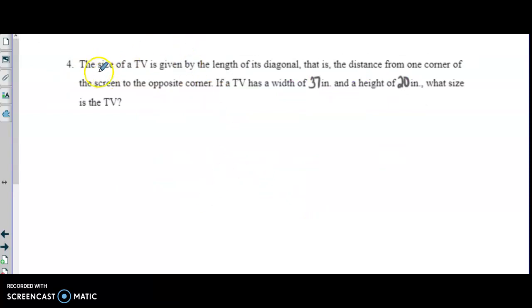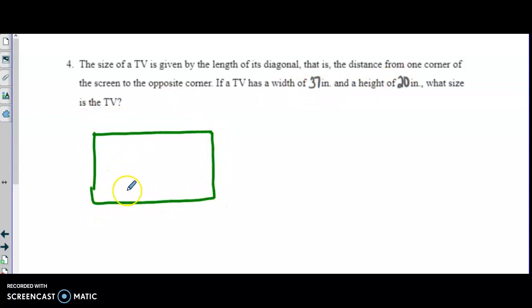Okay, the size of a TV is given by the length of its diagonal. That is the distance from one corner of the screen to the opposite corner. If a TV has a width of 37 inches and a height of 20 inches, what is the size of the TV? All right, this is true in real life, guys. If you go and buy a 50-inch TV, it does not mean that this width is 50. It actually means that the diagonal is 50 inches long. Okay, that's true in real life when you go real life TV shopping.